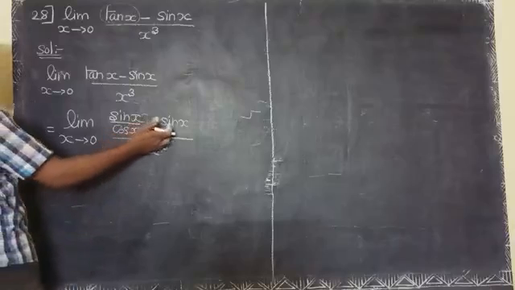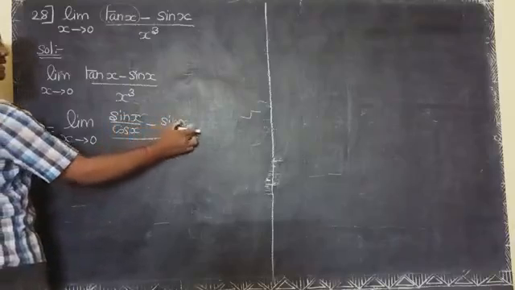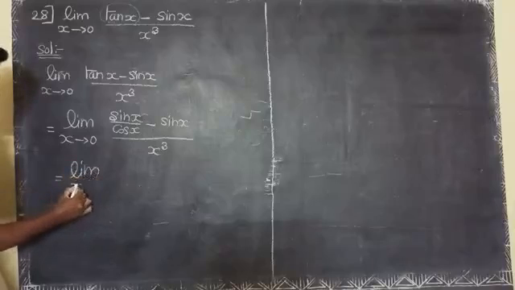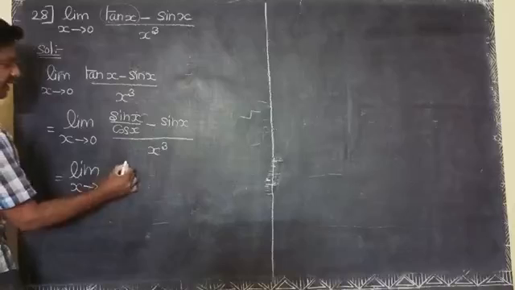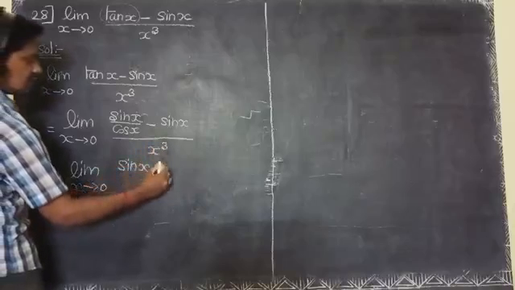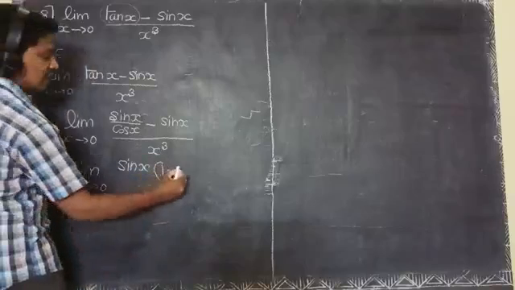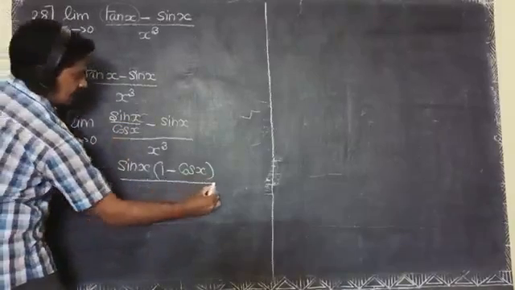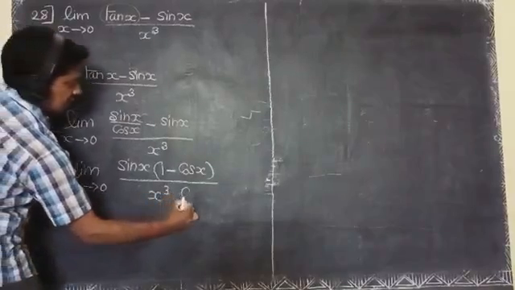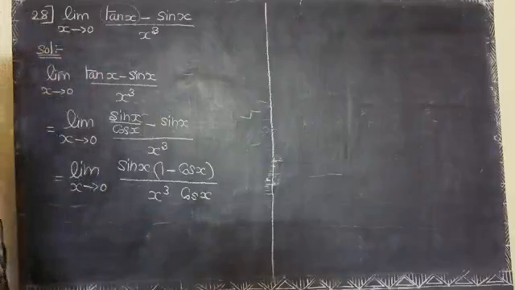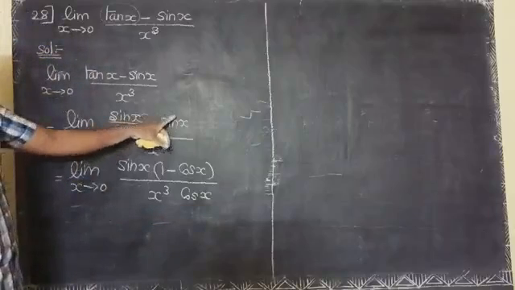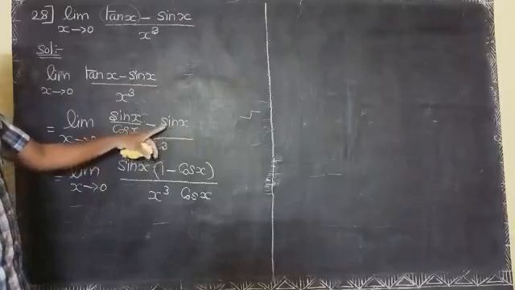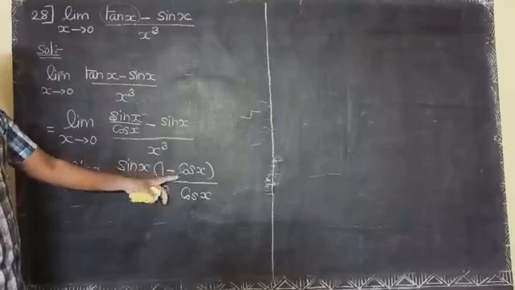Here, using cross multiplication: sin x minus sin x into cos x, divided by cos x. That is limit x approaches 0. Take outside sin x, that is 1 minus cos x, divided by x cube into cos x. Taking outside using cross multiplication, sin x minus sin x into cos x divided by cos x, take outside sin x, that is (1 minus cos x) divided by cos x.